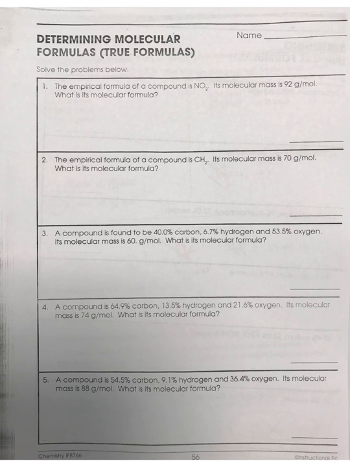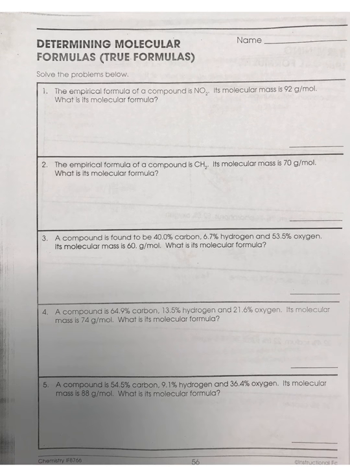Okay, you'll remember that when you're dealing with an empirical formula, it's the lowest whole number ratio. So for this one, NO2 has two subscripts. It has a subscript of 1 and a subscript of 2, and that's in the lowest whole number ratio. You'll also remember that the molecular mass is a multiple of the gram formula mass of this.